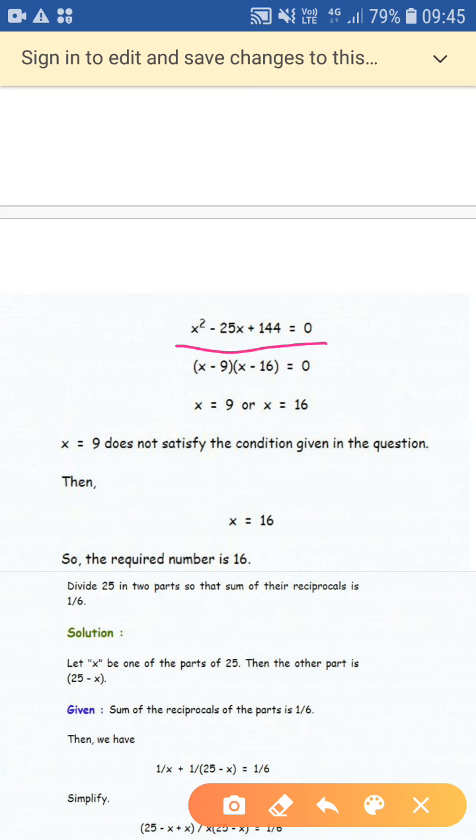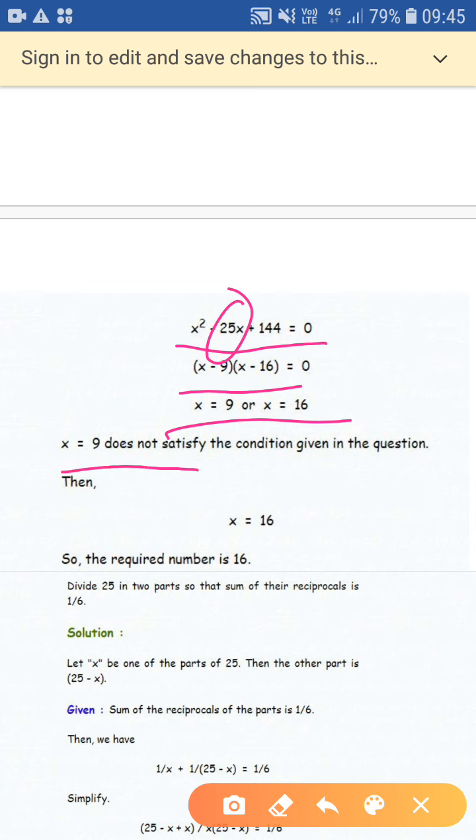Again by factorization, 144 is 9 into 16, and 16 plus 9 is 25. So arranging it, we get the two factors: x minus 9 into x minus 16 equals 0, so x equals 9 and x equals 16.